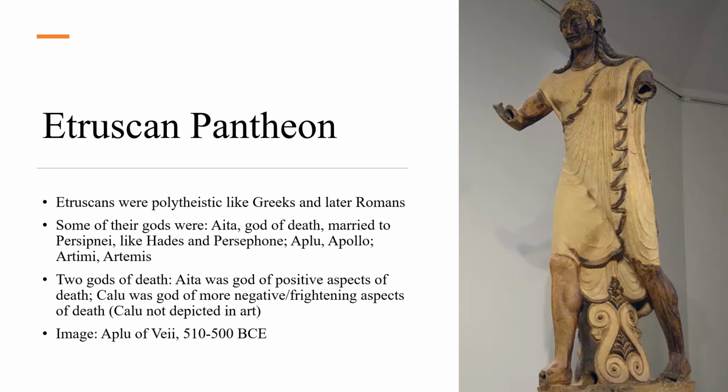They also worshipped a being called Aplu, who is Apollo, and Artemi, who is basically Artemis. They have two gods of death. Aita is meant to show the more positive elements of death, whereas Kalu was the god of the more negative and frightening elements of death. And he's not really depicted in Etruscan art and sculpture.